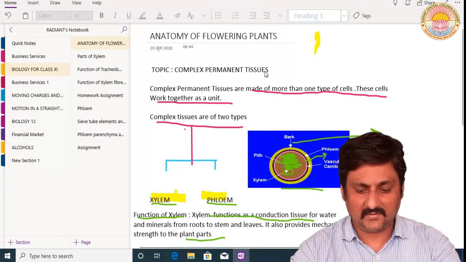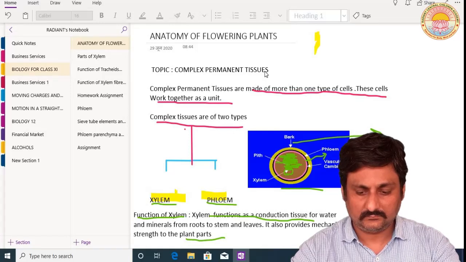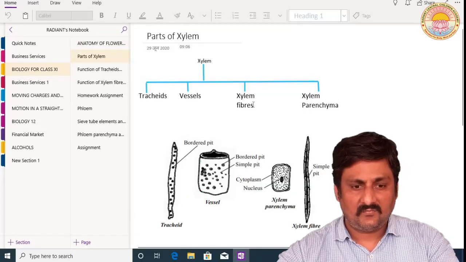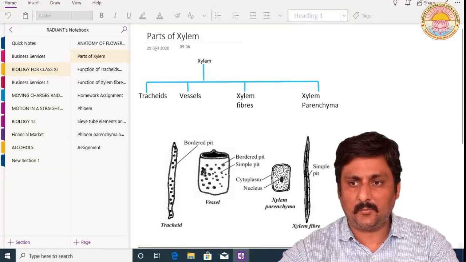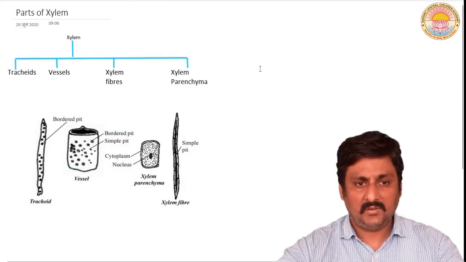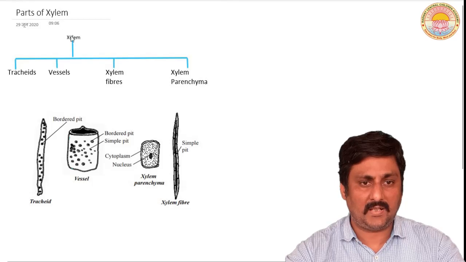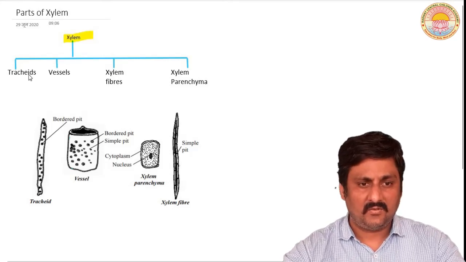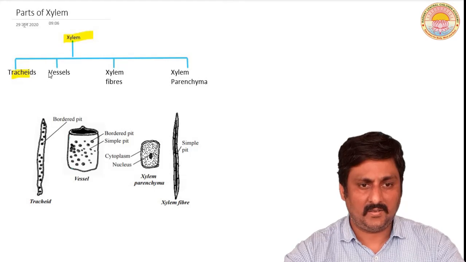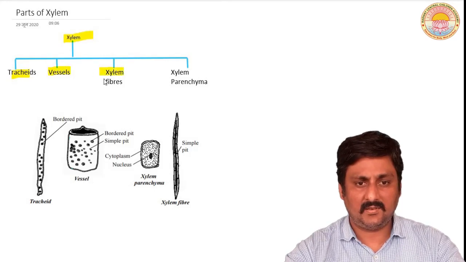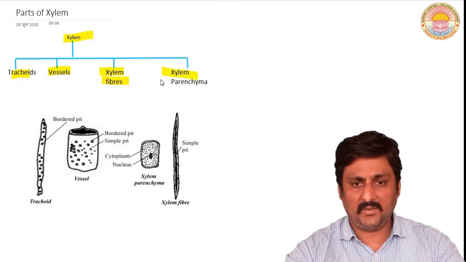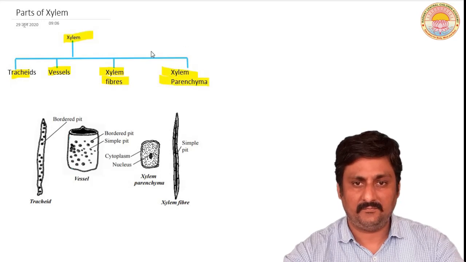Now let us discuss another topic. This is parts of xylem. Let us start about this topic as well. I have already told you about the xylem. Now let us talk about the parts. First part, you can see here, is tracheids. This is the first part. The second is vessels. The third is xylem fiber, and the fourth is xylem parenchyma, as you can see here.